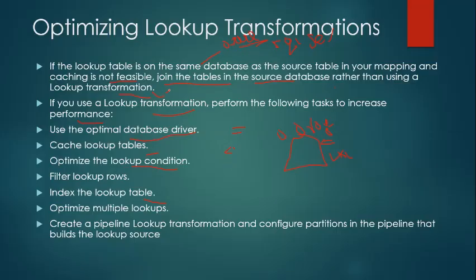First, if you're using the same source and you can write the query, you can transpose it on the Oracle side. Otherwise there are other options: cache the lookup table, optimize the lookup condition, filter lookup rows, and optimize multiple lookups. Create a pipeline lookup transformation and configure partitioning in the pipeline that builds the lookup source. You need to perform these things so that you can optimize your lookup.